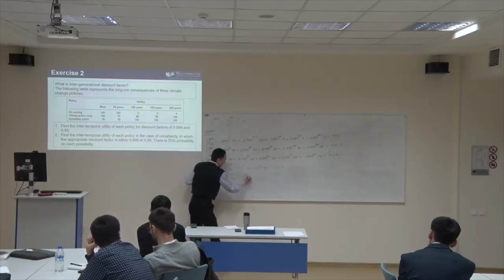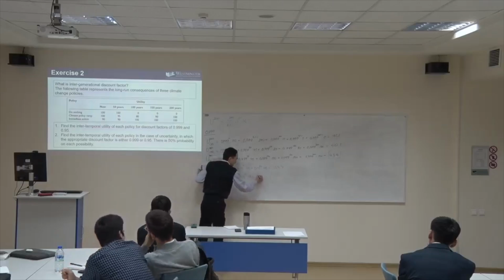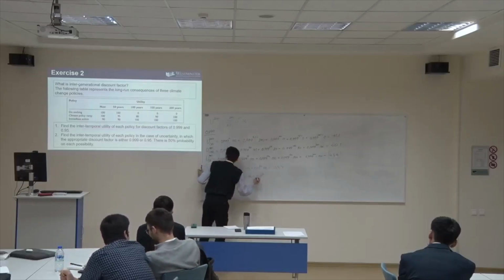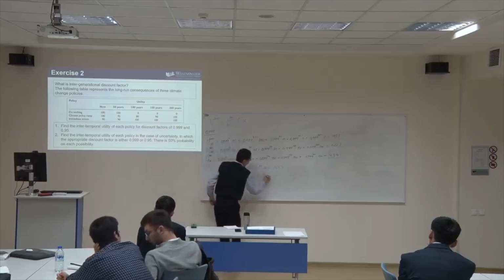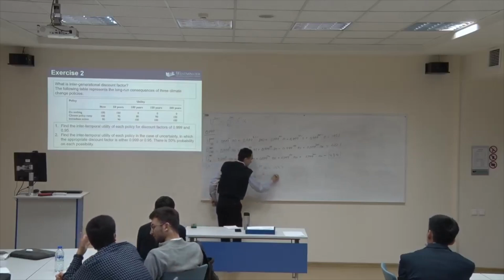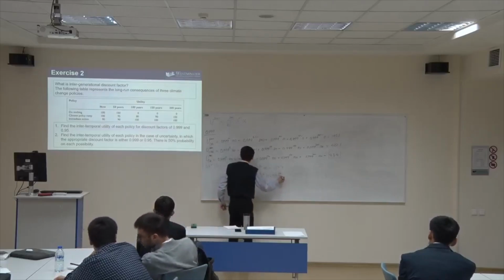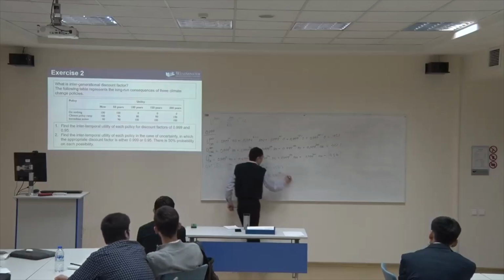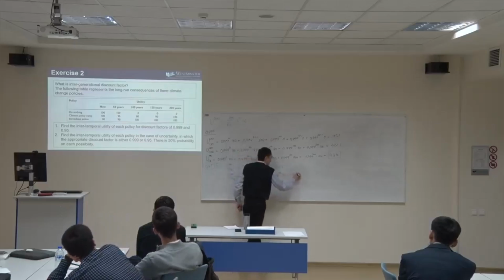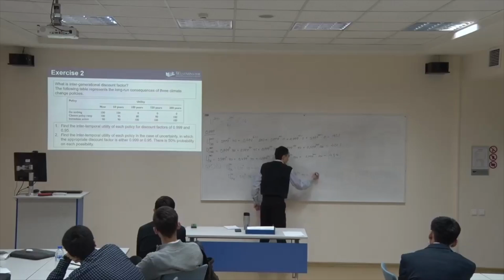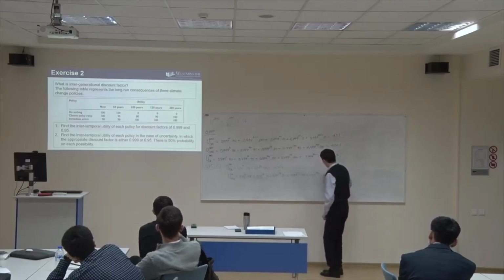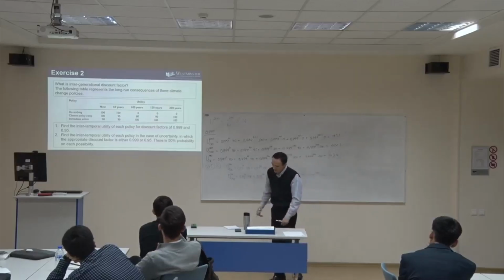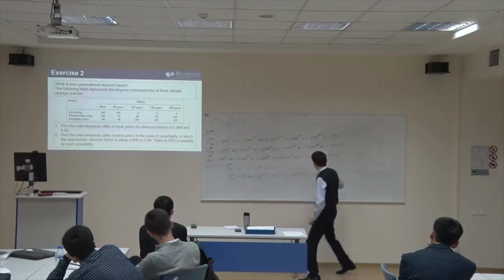0.95 to the power of 0 times 100, plus 0.95 to the power of 50 times 95, plus 0.95 to the power of 100 times 80, plus 0.95 to the power of 150 times 90, plus 0.95 to the power of 200 times 100, and this is equal to 107.8.